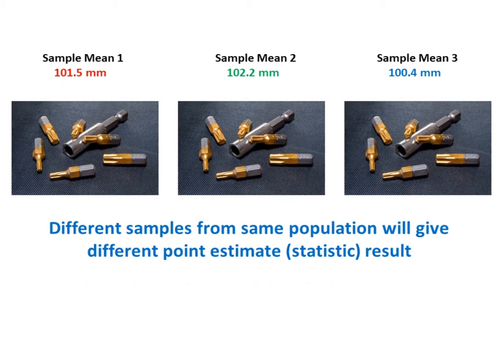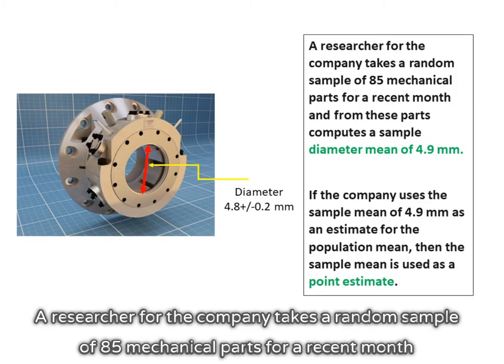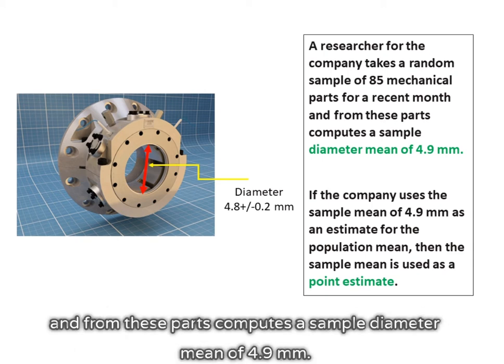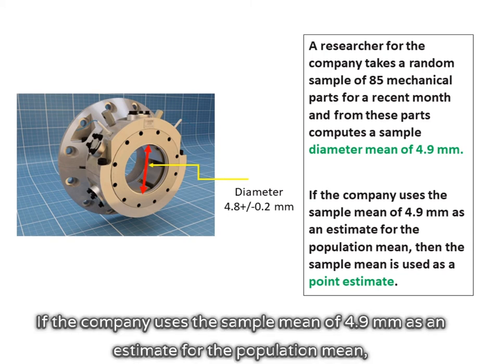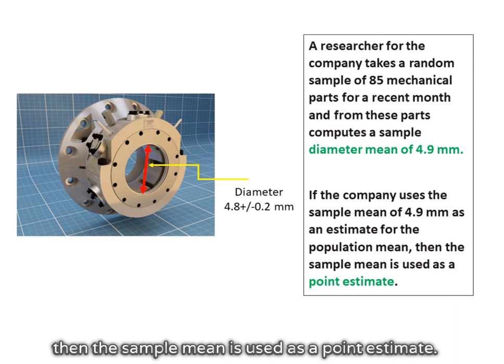A researcher for the company takes a random sample of 85 mechanical parts for a recent month and from these parts computes a sample diameter mean of 4.9 millimeters. If the company uses the sample mean of 4.9 millimeters as an estimate for the population mean, then the sample mean is used as a point estimate.